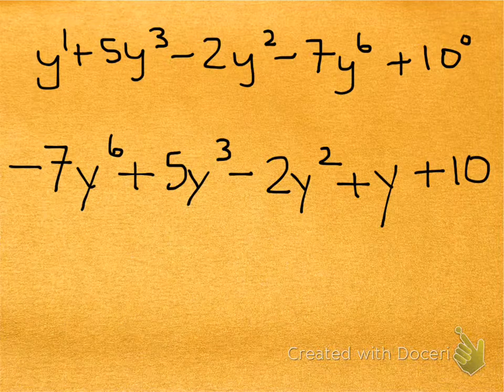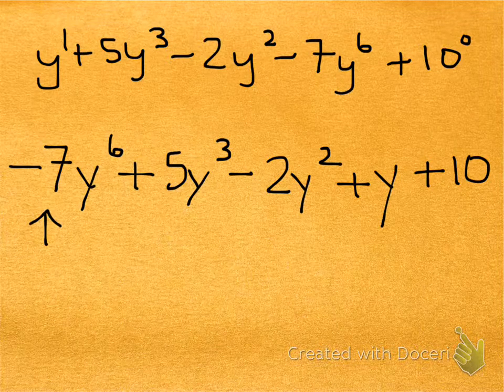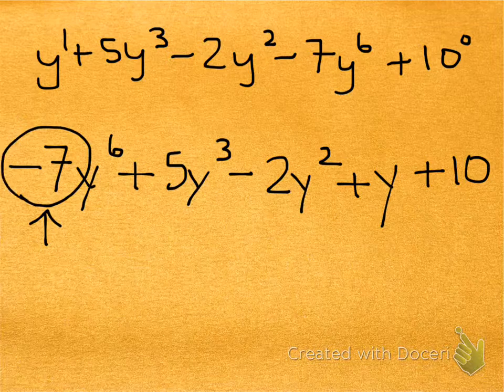And if you ever need to combine like terms, they have to be with the same variable and the same exponent for you to combine them. So none of these can be combined. The leading coefficient is the first coefficient once it's in standard form, so it's negative 7.